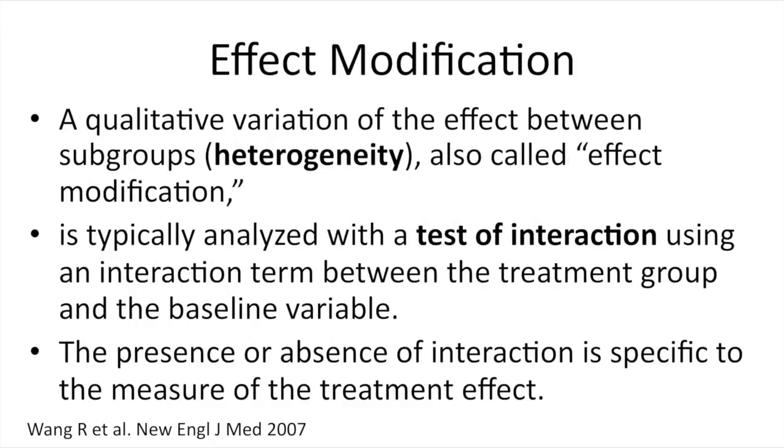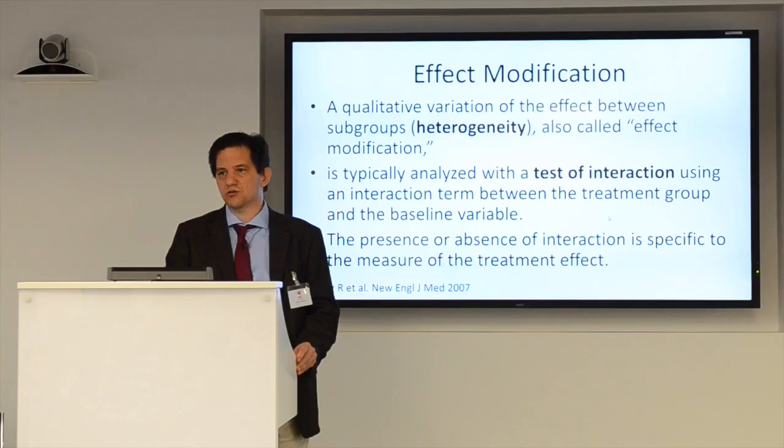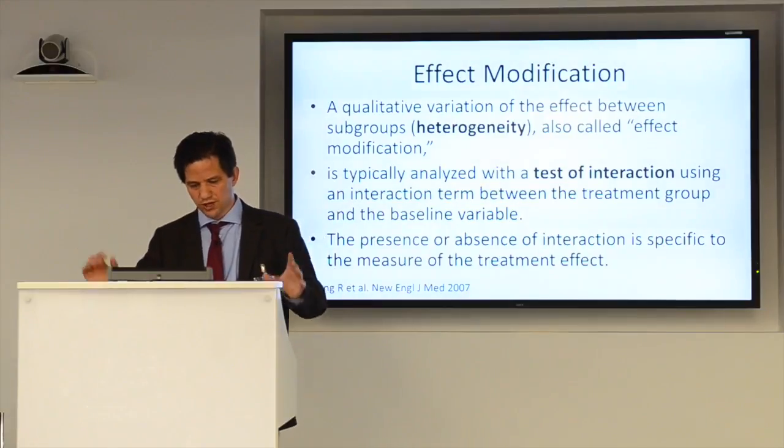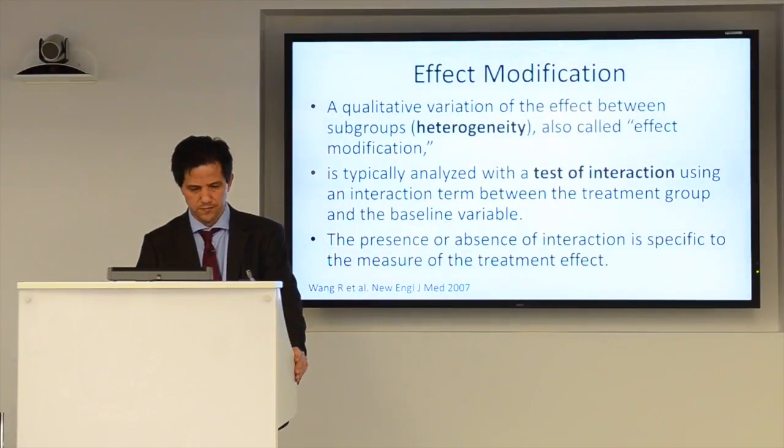What we want to investigate is effect modification. We want to see if there's a qualitative variation of the effect between subgroups, which is called heterogeneity or effect modification. And this is typically analyzed with a test of interaction, where an interaction term is used in the analysis. And the presence or absence of any interaction is specific to the measure of the treatment effect. So if I have an interaction, for example, for mortality, this does not mean that I have an interaction for a recurrent myocardial infarction, for example.